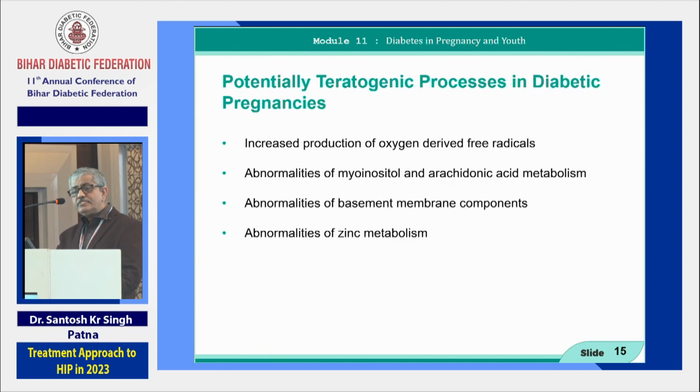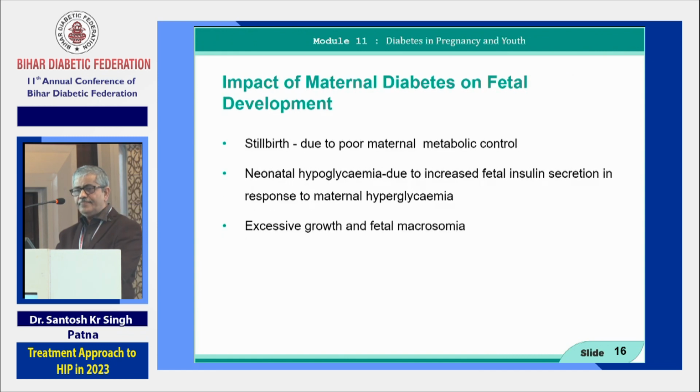Potentially teratogenic processes in diabetes pregnancy, and this is very easy to remember. If you remember the frank effect of glycemia and the complications, and the pathways you easily remember: myo-inositol, redox potential, DAG-PKC pathway, and the last is advanced glycation end product. So this is what we imagine in our mind when we are talking of the effect of glycemia as such, and the complications micro or macro, and definitely the abnormalities of zinc metabolism.